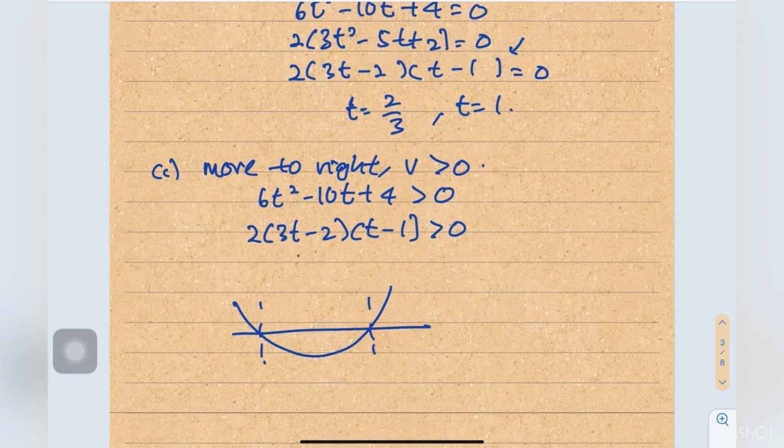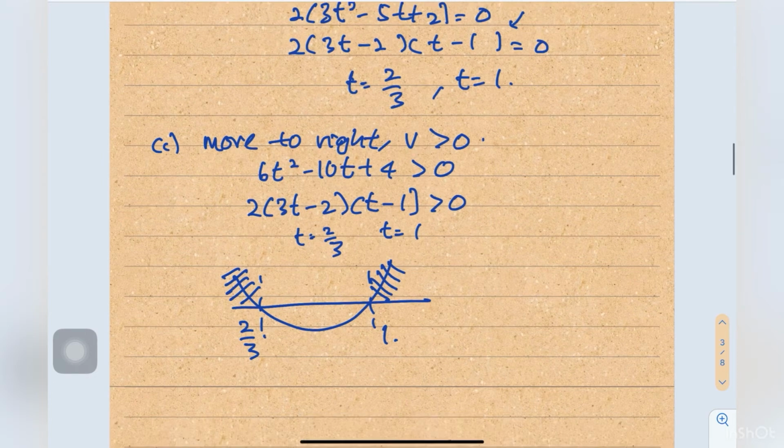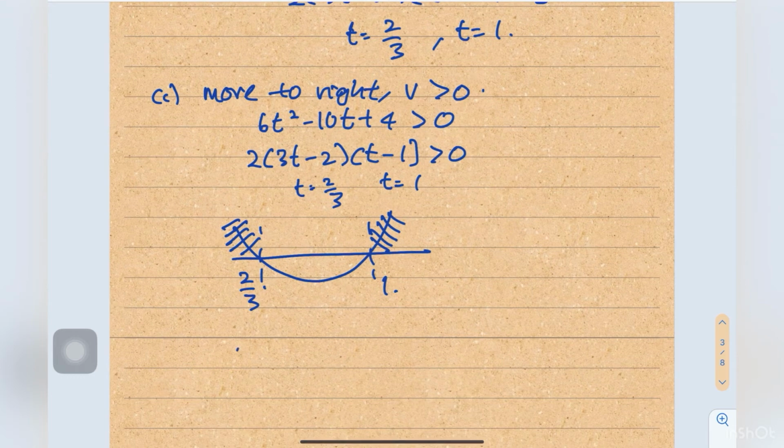So this one t is 2 over 3, this one t is 1. So this one is 2 over 3, this one is 1. Okay, more than 0 is right here and right here. So meaning that for the left side, we get t is less than 2 over 3, and the right side t more than 1.